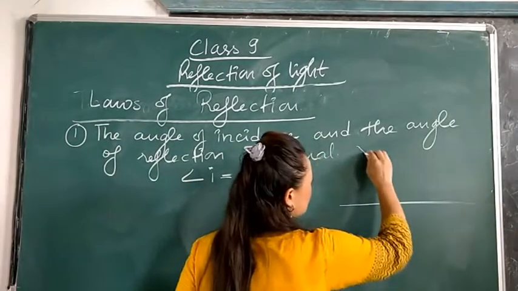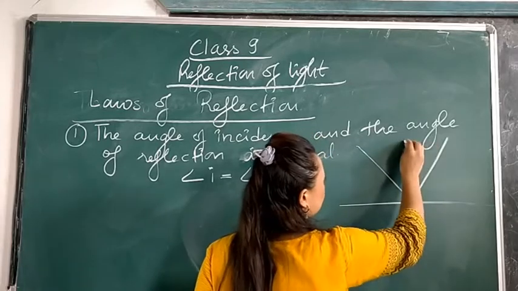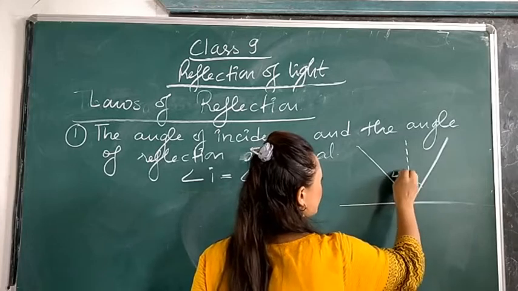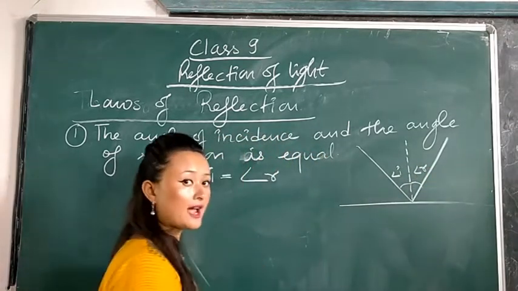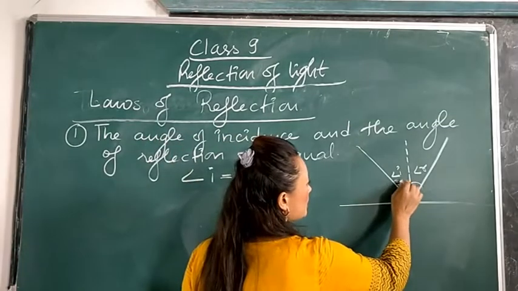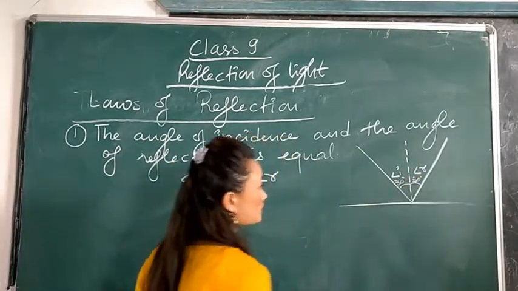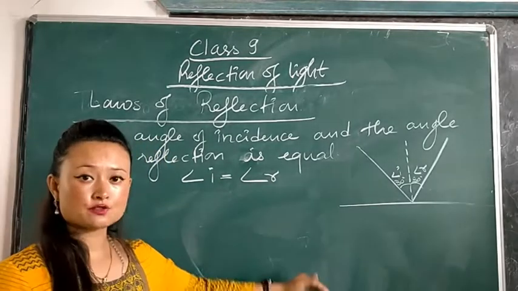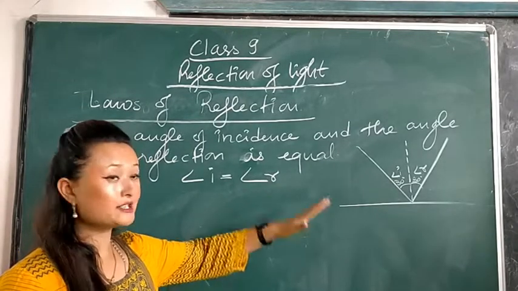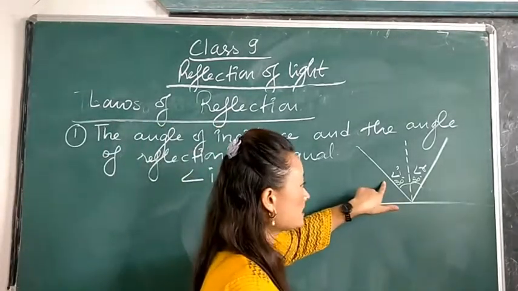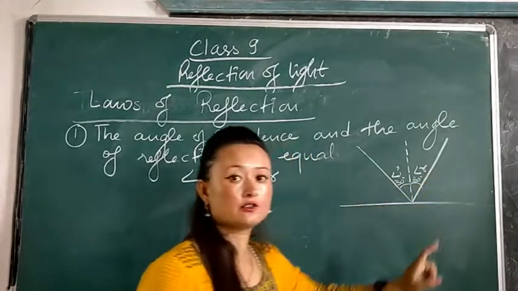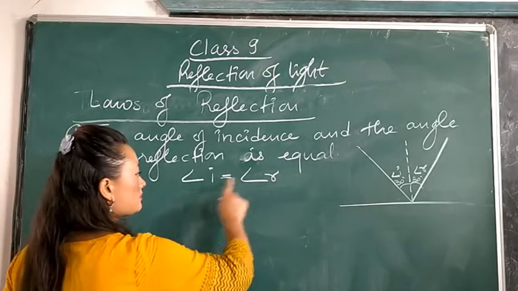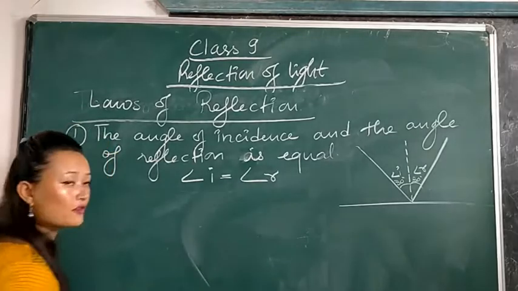Say this is your angle I and this is your angle R. If angle I is 30 degrees, your angle R will also be 30 degrees. Not more than that, not less than that, if it has to follow the laws of reflection. If the light is reflected back, then remember that the angle of incidence will always be equal to the angle of reflection. Whatever would be angle I, the same value will be for angle R.